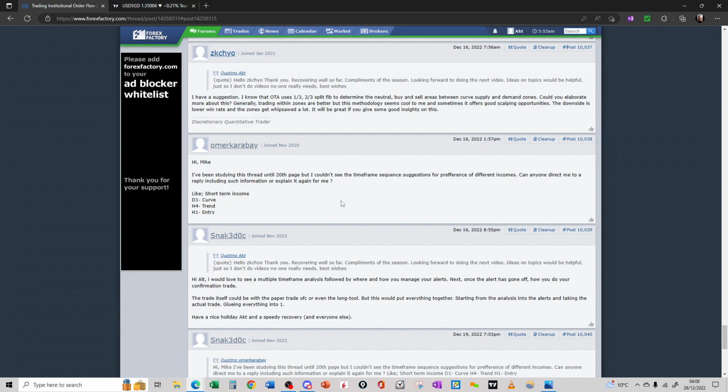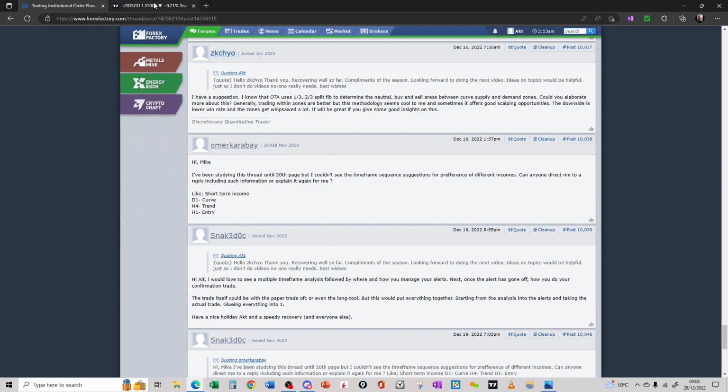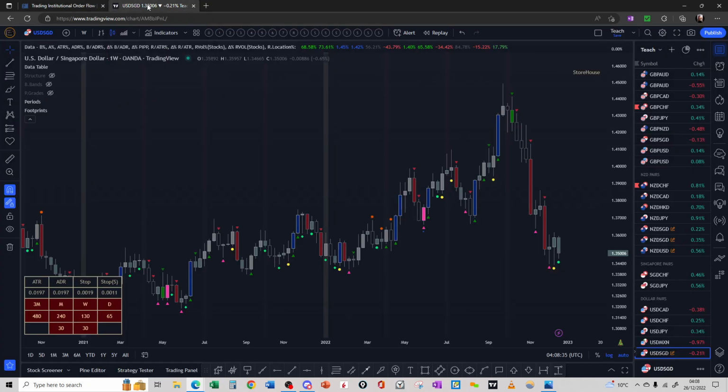embed. So the first thing we're going to do is talk about Zico. I hope that's how you pronounce your moniker. It's easier for me to say it that way. Talking about how you identify buy and sell areas between the curve supply and demand zones, looking at the popularized third and two-thirds split that Online Trading Academy use. So let's go to the chart and answer Zico's question. And then we'll come to the next question from Snake about confirmation entries.